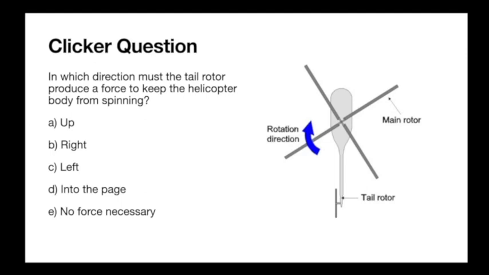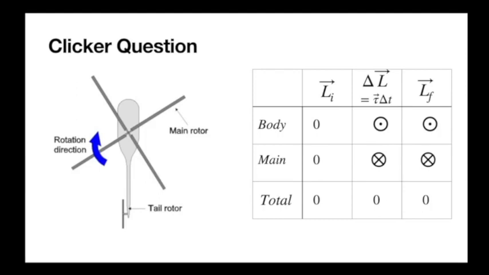All right, let's go through this one. So first, why do we need the tail rotor in the first place? So we know it's to keep the body of the helicopter from spinning, but why does it spin? So I have to pass, the answer's left, but we'll work through there.